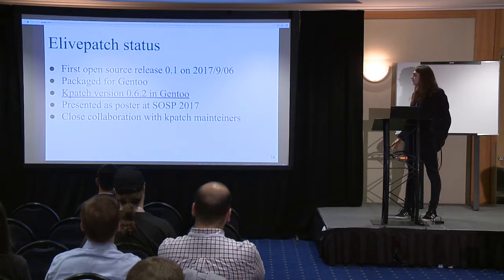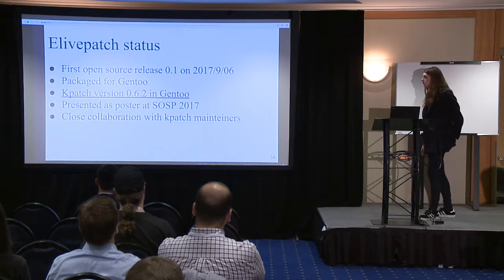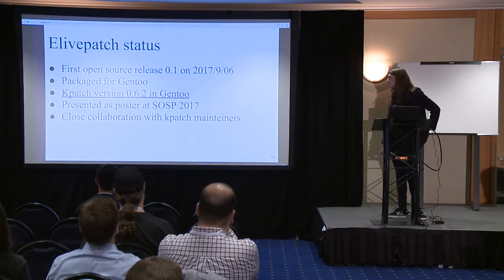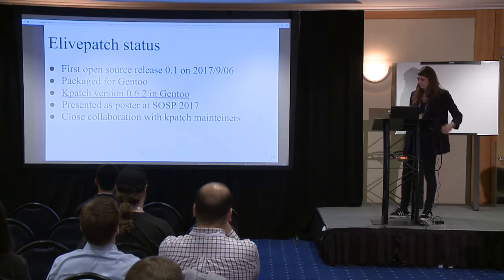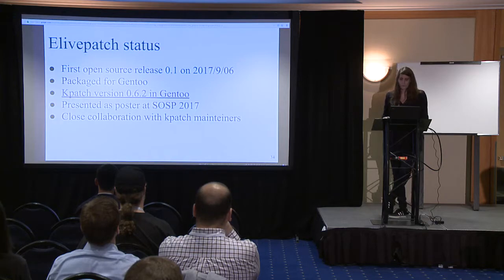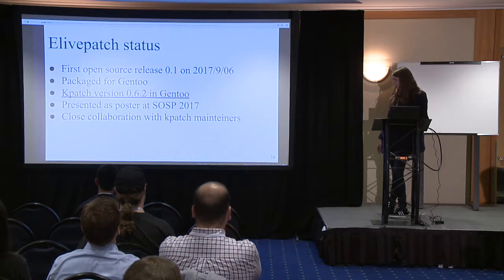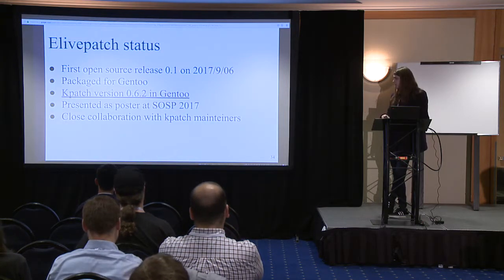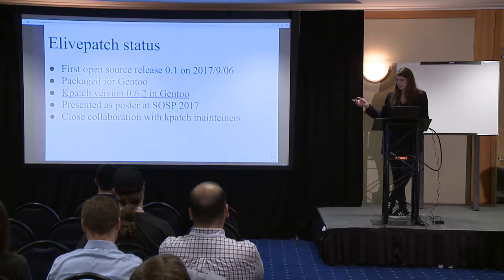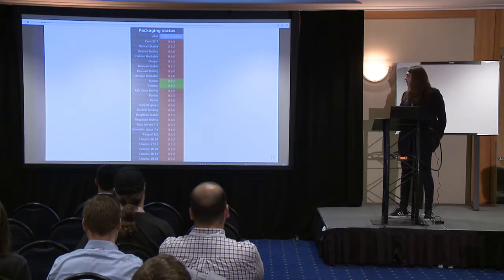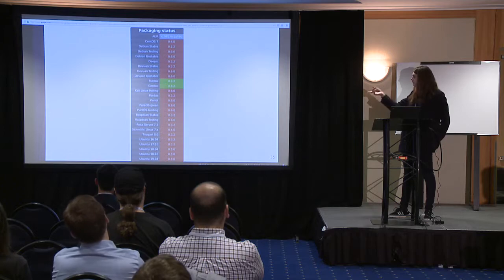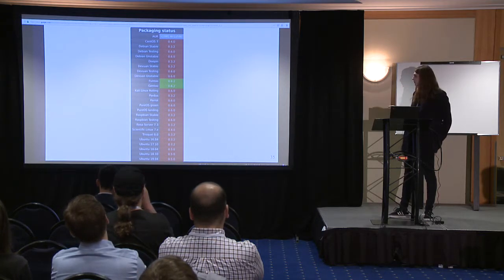So the current status is we released the fourth beta version in 2007. We packaged Elivepatch for Gentoo. And on Gentoo, we have the latest version of Kpatch. We presented it as a poster at a research conference. And we try to keep a close collaboration with the Kpatch maintainer. And this is the situation of the Kpatch package on various distributions.